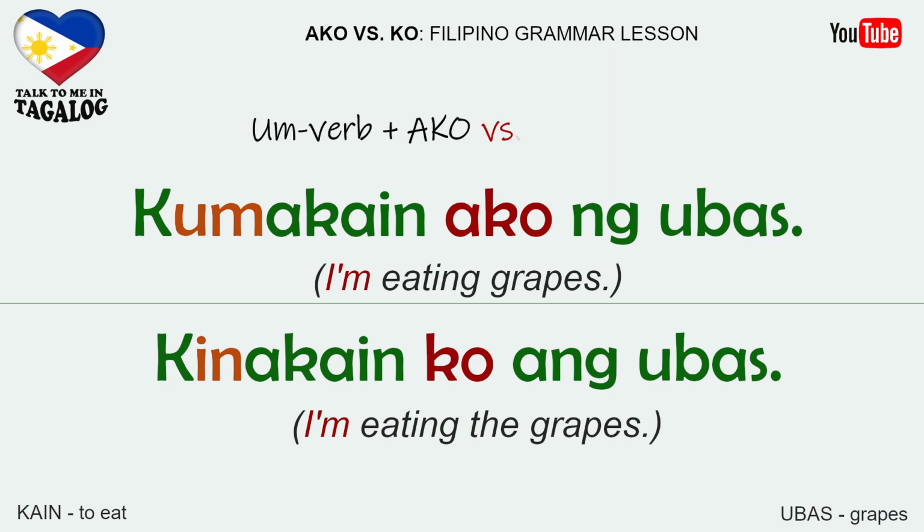These two sentences clearly show the difference between ako and ko and how the sentence patterns that we learned earlier are used. It's really important to know how to identify the kind of verb in the sentence and which pronoun comes before or after it. Kumakain ako ng ubas, meaning I'm eating grapes. Kinakain ko ang ubas. I'm eating the grapes.